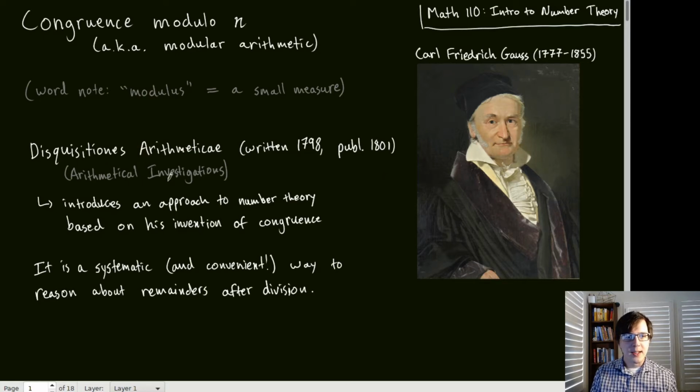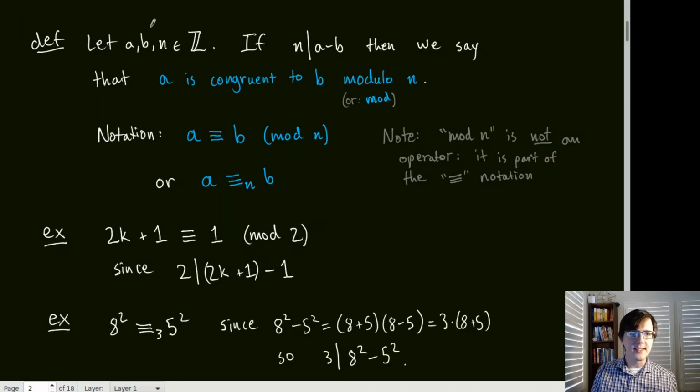Anyway, this all comes originally from a book called Arithmetical Investigations, though in Latin, written when Gauss was around 20. In it, he created this idea of congruence of numbers, which helped streamline a lot of number theory that had come before. And so we're going to now see how Gauss did things. Just generally speaking, congruence is a systematic and also very convenient way to reason about remainders after division. So let's get into the definition.